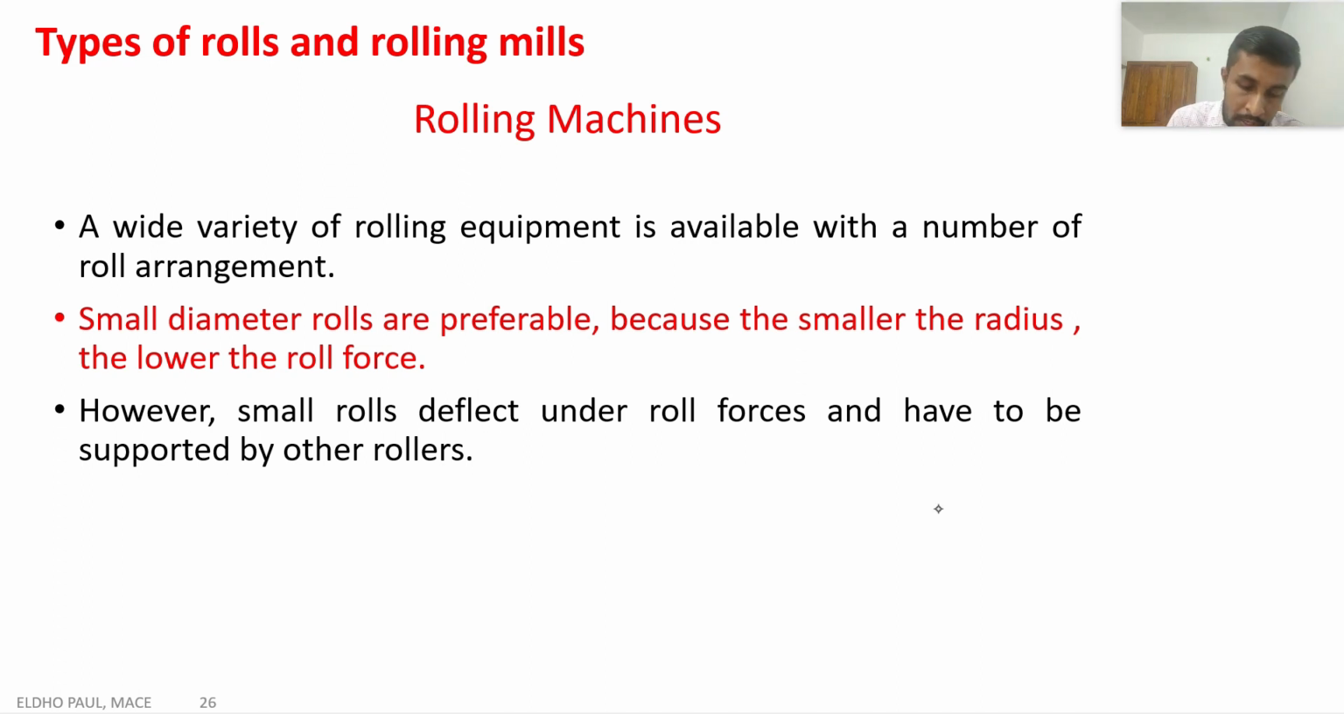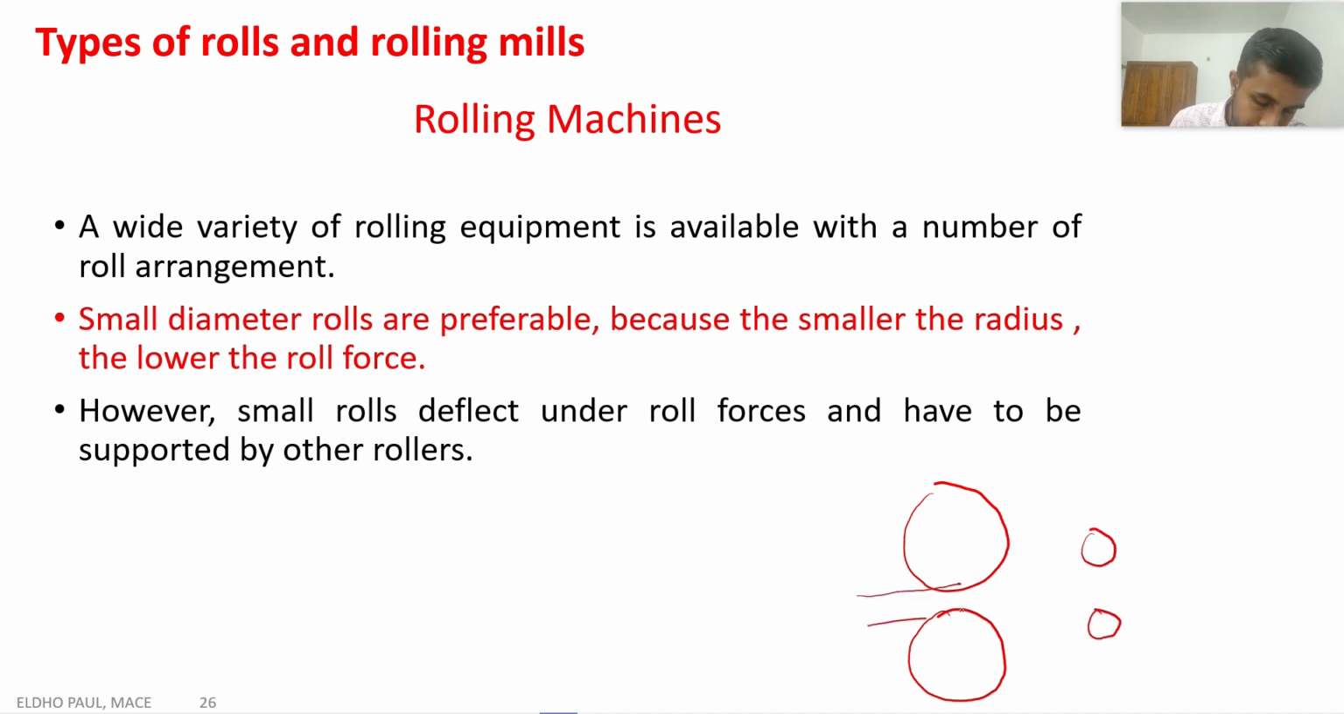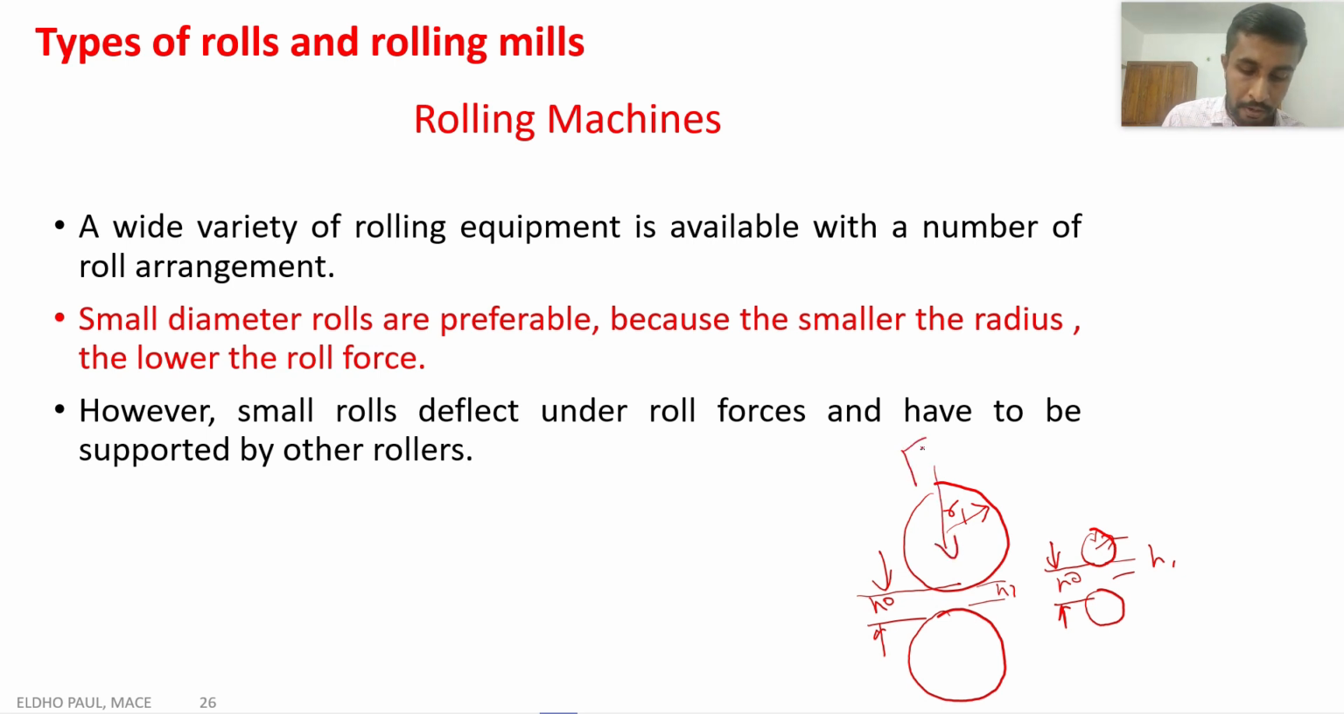So if you use a higher diameter roller and a smaller diameter roller for the same reduction, the thickness is H0 before rolling and H1 after rolling in both cases. Here the radius R1 is greater than R2. If you use a higher diameter roller, the force requirement for the same reduction, F1, is higher than F2, which is the force requirement for the roller with a smaller diameter. So a roller with a higher diameter requires more force for the same reduction than a smaller diameter roller.